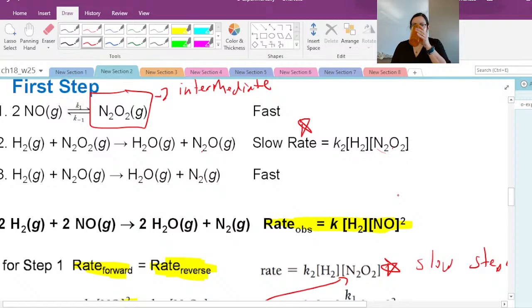Just the H2 is the slow rate? Yeah, well, the slow rate is this reaction 2, the H2 and the N2O2 reacting. So whatever that is, we don't know. It probably has something to do with the activation energy, something with the orientation. So that's the slow step for whatever reason. But then it goes back to, since that's the intermediate, we have to express it as a reactant.